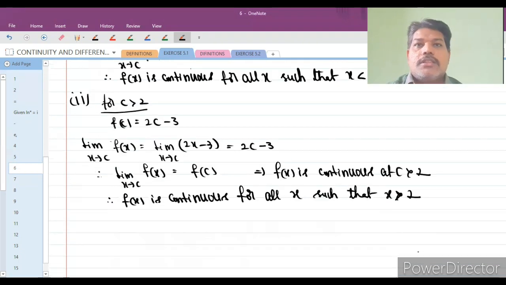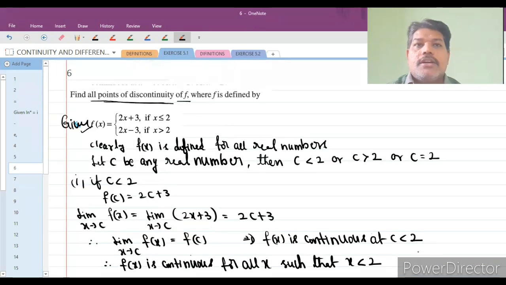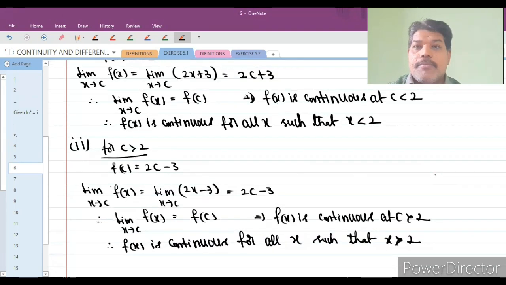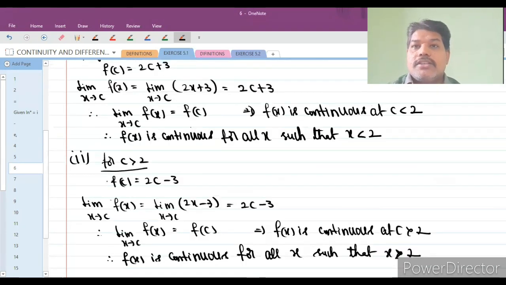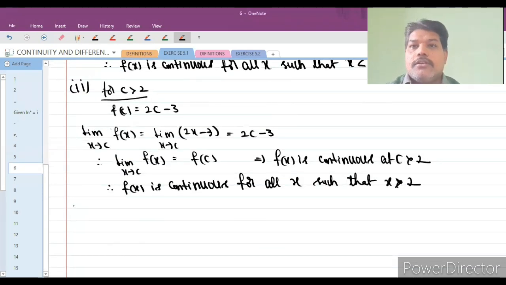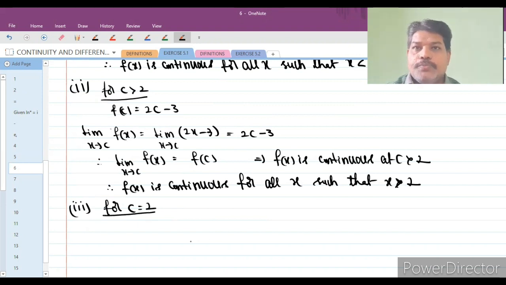So the third case, what is the third case, students? We have to prove it for c equal to 2. So for c equal to 2, what can we take? See, the third case is the important one. For c equal to 2, what happens?